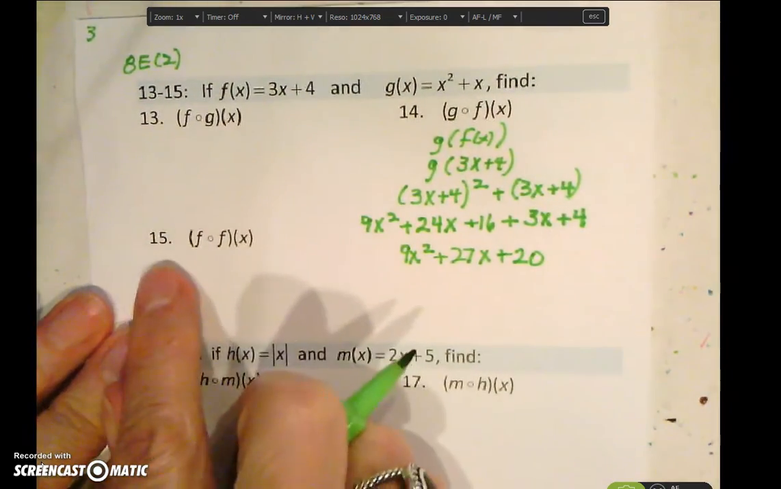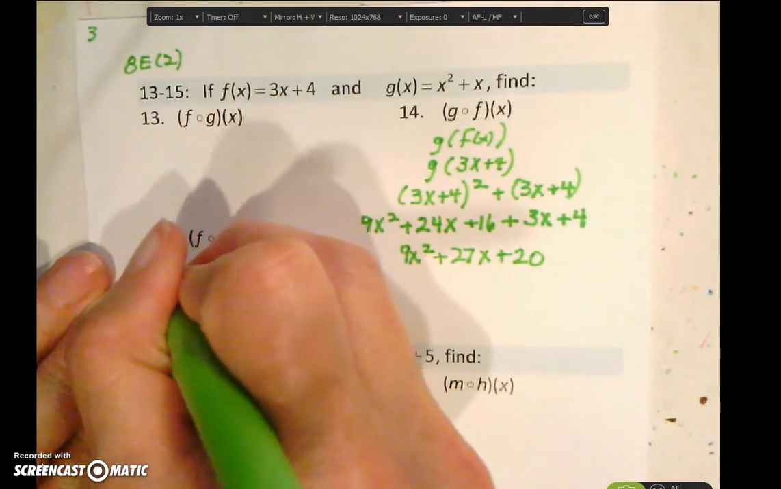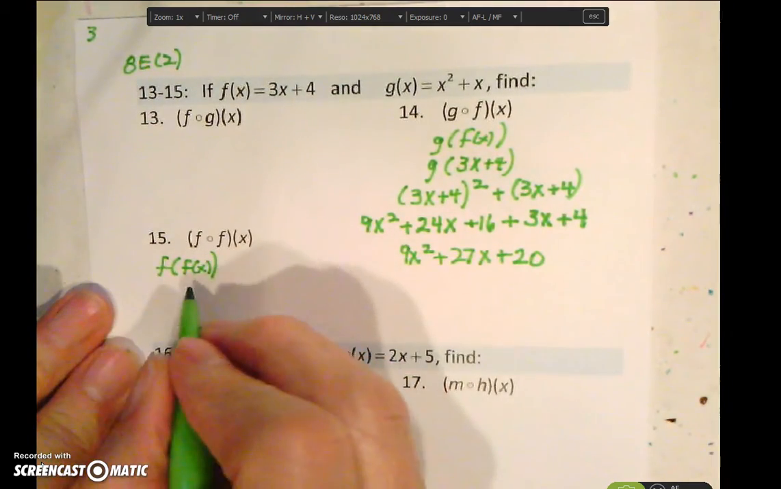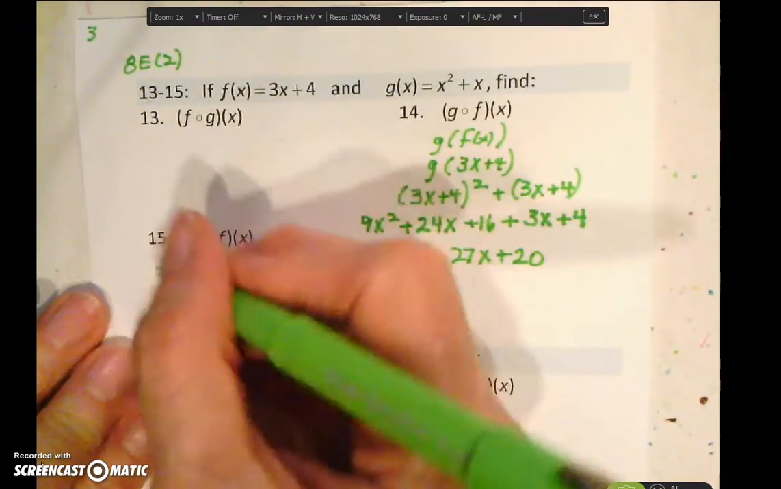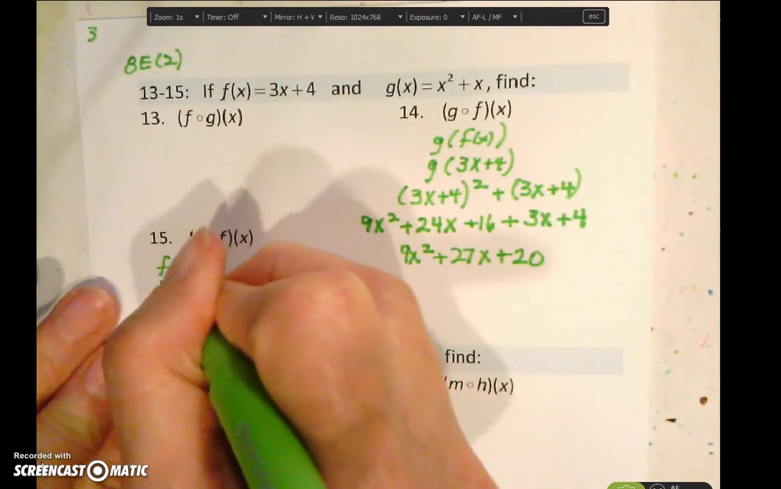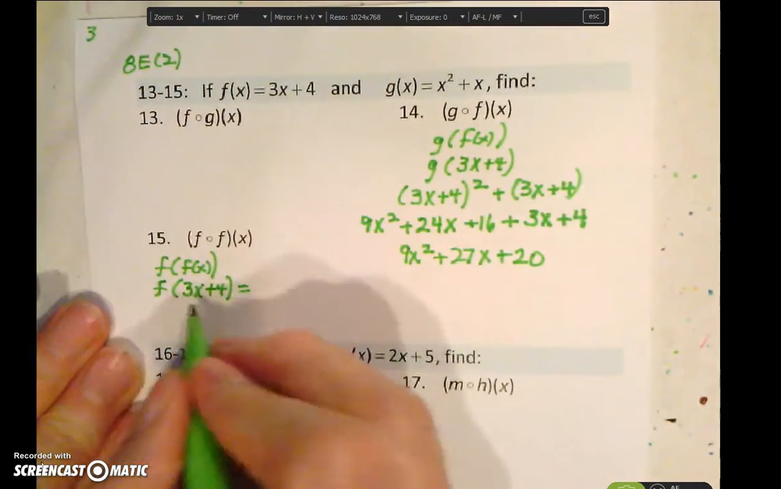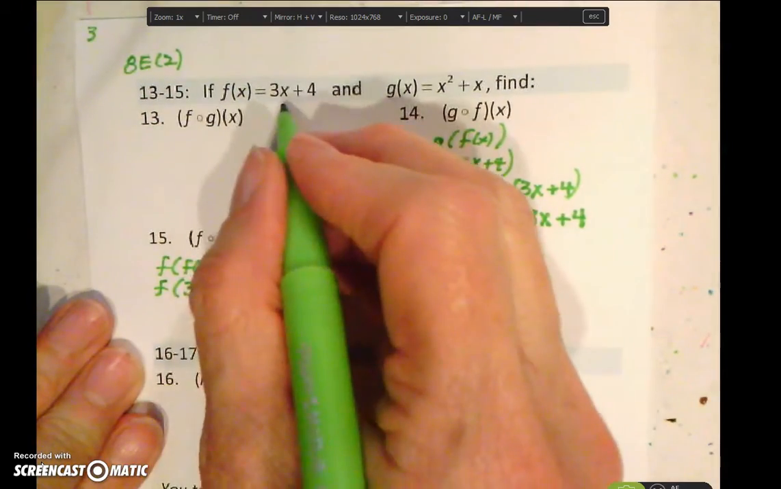All right, 15, we're going to do f of f of x. So we're going to do f, and then we're going to put f of x inside of our parentheses. So f of x then is 3x plus 4. So we're going to do f of 3x plus 4. So we're going to take 3x plus 4 and plug it into the f function this time.